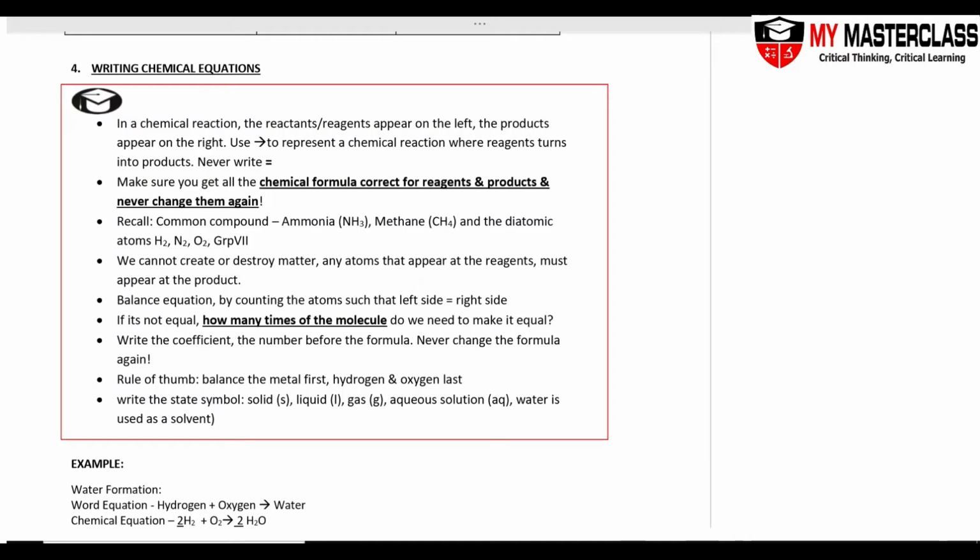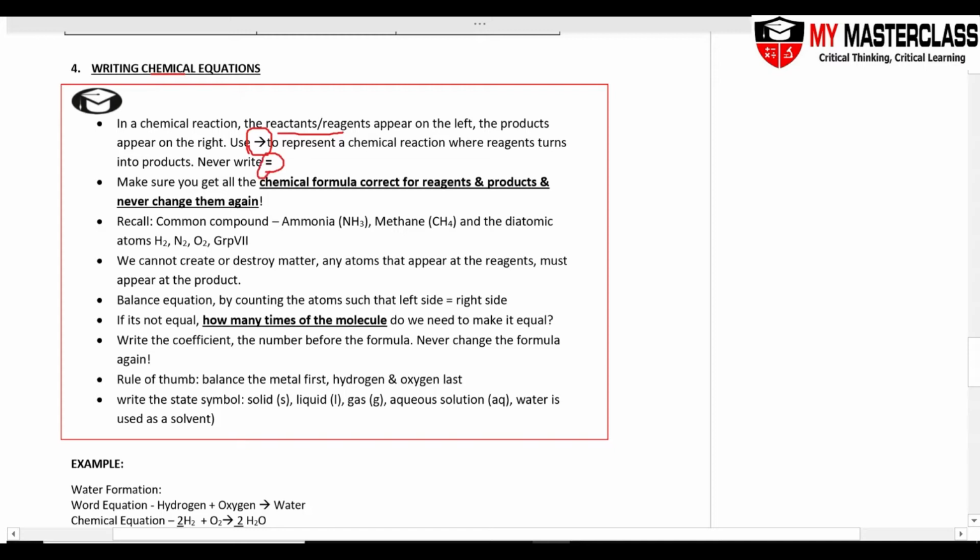So in this part of the video, we are going to look at writing and balancing chemical equations. In a chemical reaction, reagents or your starting materials appear on the left side of the equation. The products will appear on the right. So we use an arrow to represent the reagents turning into products. We don't write an equal sign.